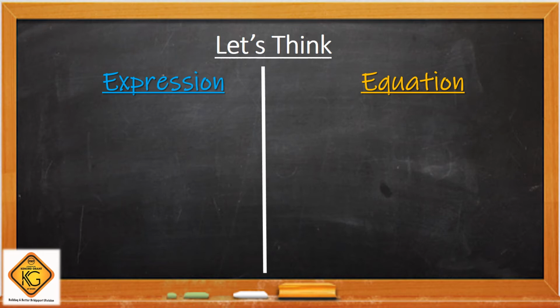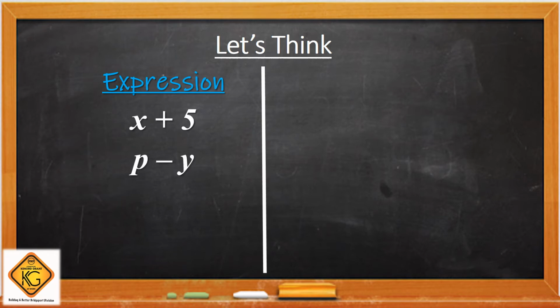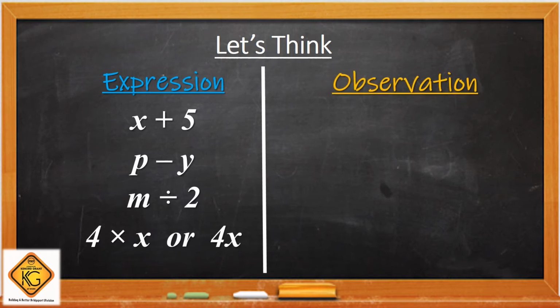Let's begin with an algebraic expression. Here are a few examples. x plus 5, p minus y, m divided by 2, x times 4, or 4x. Take a moment to examine each of these. They each are made up of 3 important components. Can you identify what those components are? Let's take a look together.